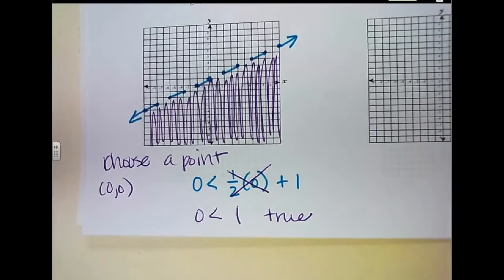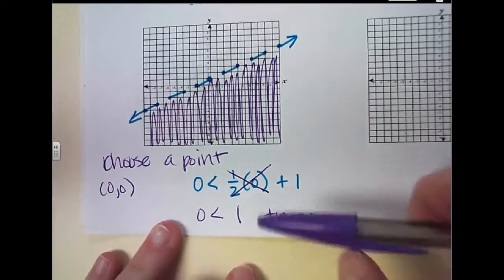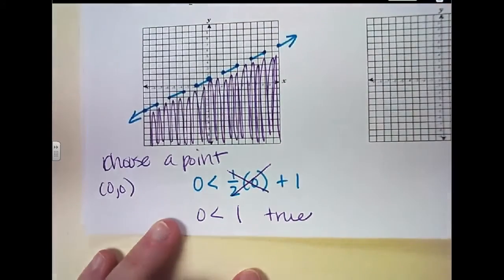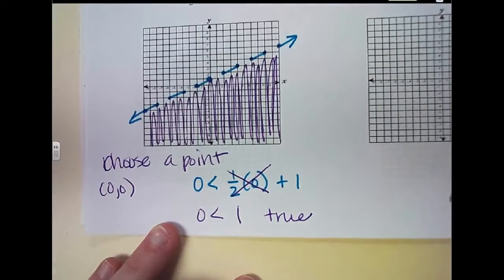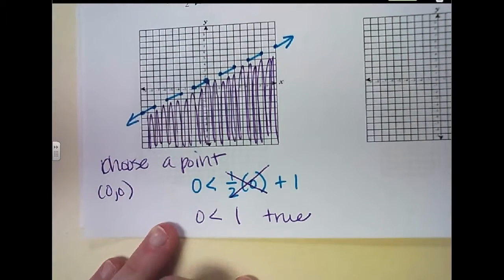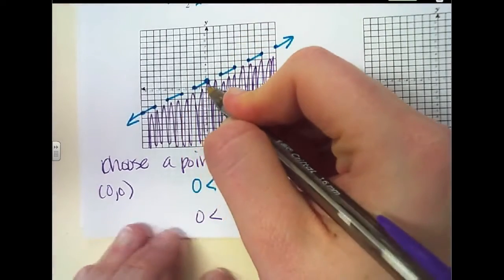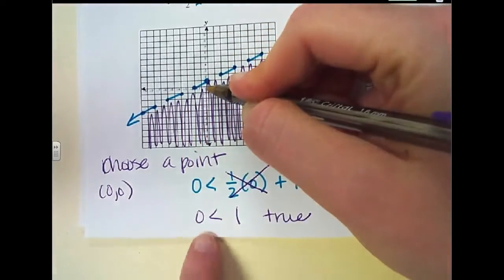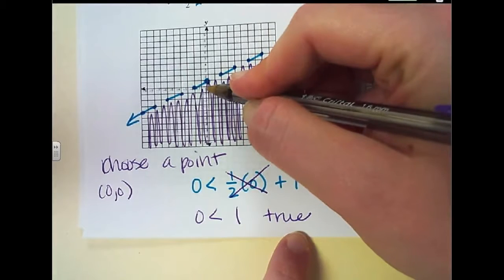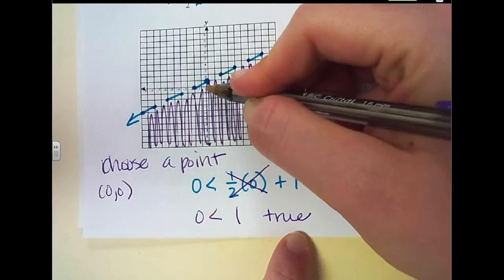And I want to see you plug a point in, because this ensures which side you shade. Don't just take a guess. So I picked this point right here, 0, 0. It was below the line. So since I picked 0, 0, and this is a true statement, then I can shade where 0, 0 is. So you have to pick something that's below the line?